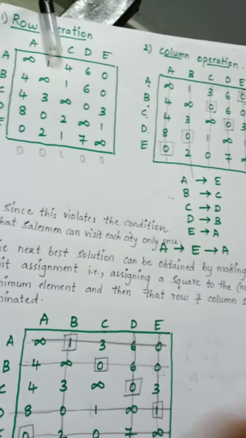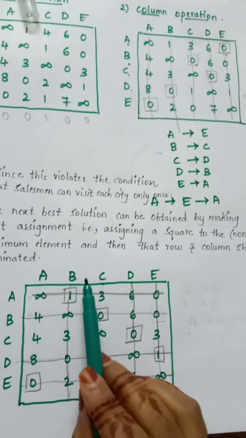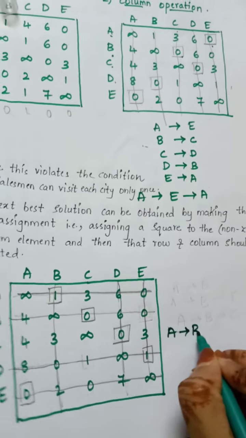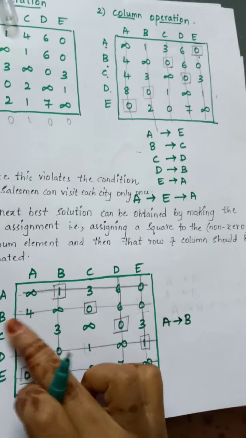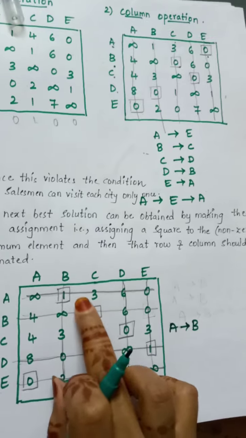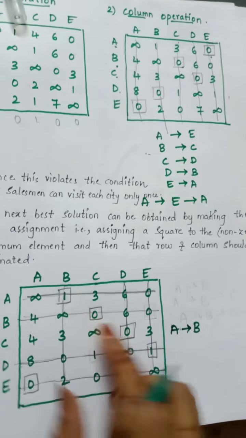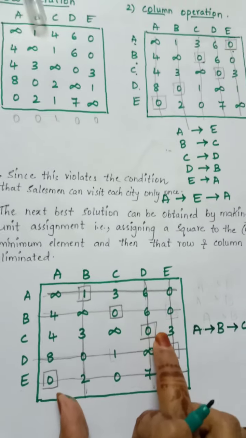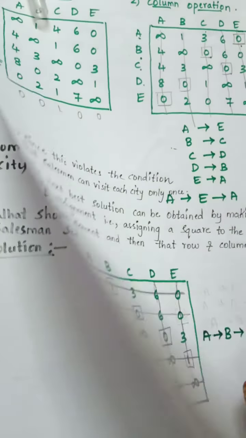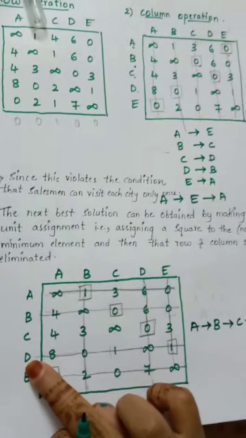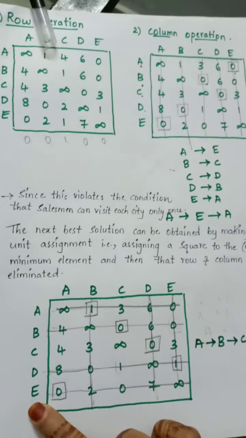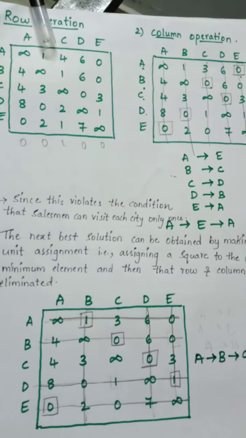So the sequence will be, from city A he is traveling to B. From city B he is traveling to city C. Check where the square marks are. From B he is going to C. From C he is going to city D. From D he is going to city E, and next from E he is returning to his home city, that is A.